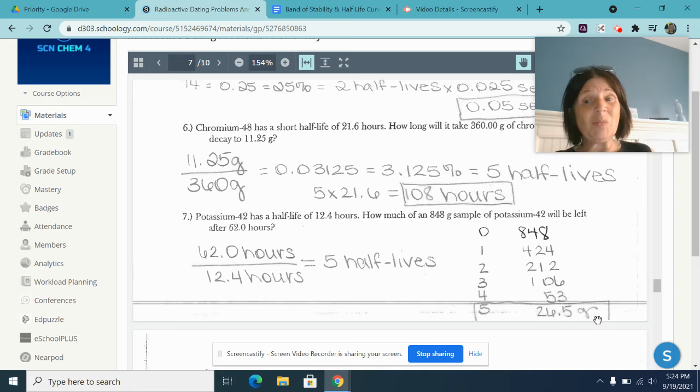But sometimes if you don't know your percentages really well, this works equally as well, and you're just dividing it in half and you get the same answer.